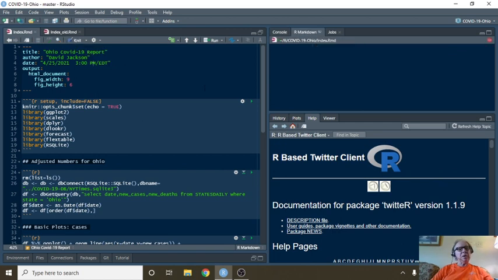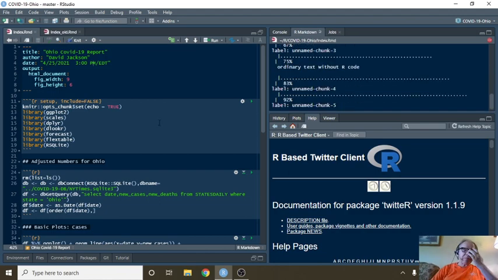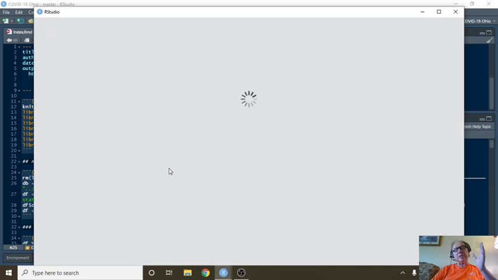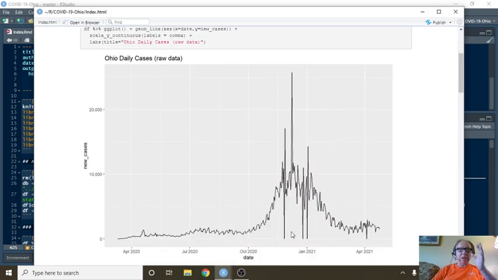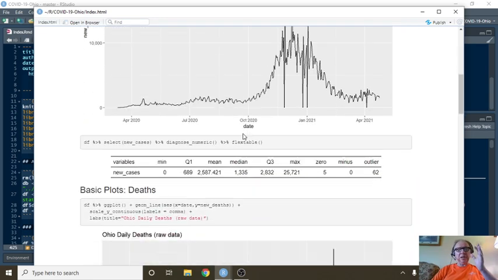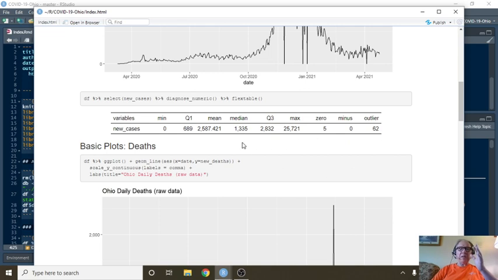Okay, let's just take a look here then. What we're really concerned with here is the trend. And here you can see the trouble with the cases, these huge spikes. You can see we have 62 outliers. The average number of cases per day is 2,587. The median value is 1,335. The maximum single day value, well, of course, this is ridiculous. We didn't actually have 25,000 plus cases in one day.